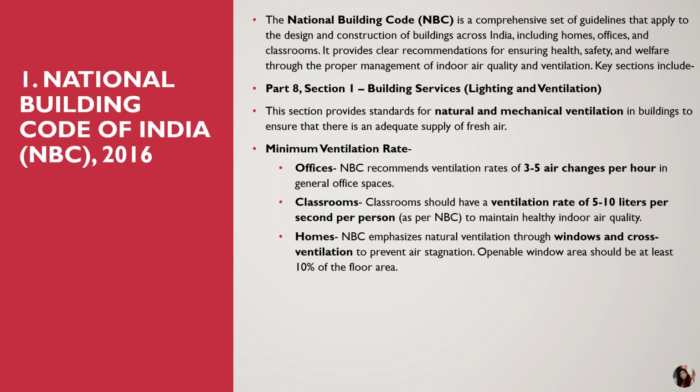This section provides for natural and mechanical ventilation in buildings to ensure there is an adequate supply of air. The minimum ventilation rate for offices should be around 3 to 5 air changes per hour. Classrooms should have a ventilation rate of 5 to 10 liters per second per person as per NBC to maintain healthy indoor air quality. For homes, NBC emphasizes natural ventilation through windows and cross ventilation to prevent air stagnation. Openable window area should be at least 10% of the floor area.